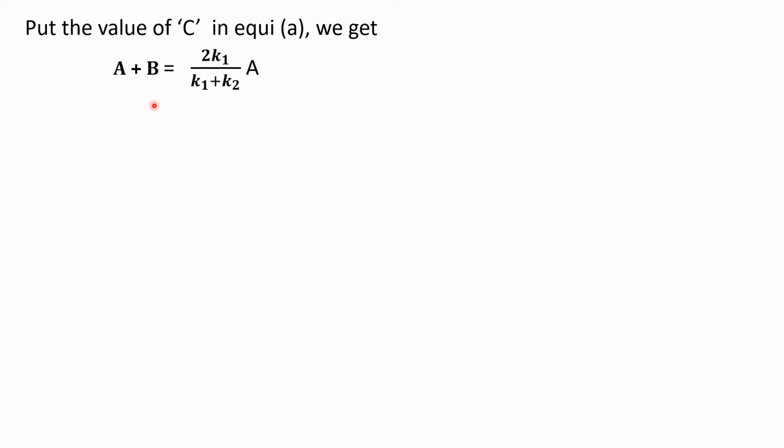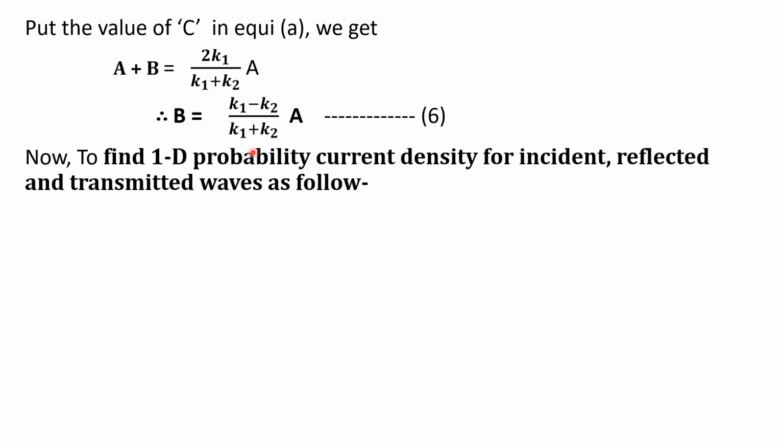Simplify this, separate the b term. Therefore a automatically goes to the other side, here it is minus a. We take the LCM (k1 plus k2) and the numerator addition is 2k1 minus k1 minus k2. Therefore the simplification term is (k1 minus k2) divided by (k1 plus k2) into a. This is another constant in terms of a. Now we know both constants b and c in terms of a, given by equations 5 and 6. Then we find the probability current density.